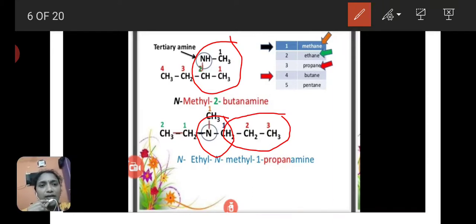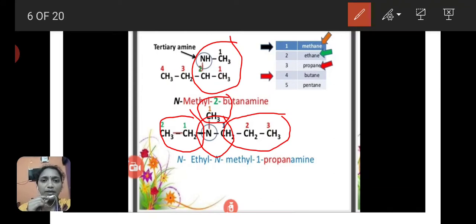Here N-ethyl, this side of the nitrogen has an ethyl group and this side a methyl group, so N-ethyl N-methyl, and the base chain is propane. In the propane base chain the first carbon is attached to the nitrogen, so 1-propanamine, N-ethyl N-methyl 1-propanamine. Okay students, this is the nomenclature of secondary and tertiary amines.